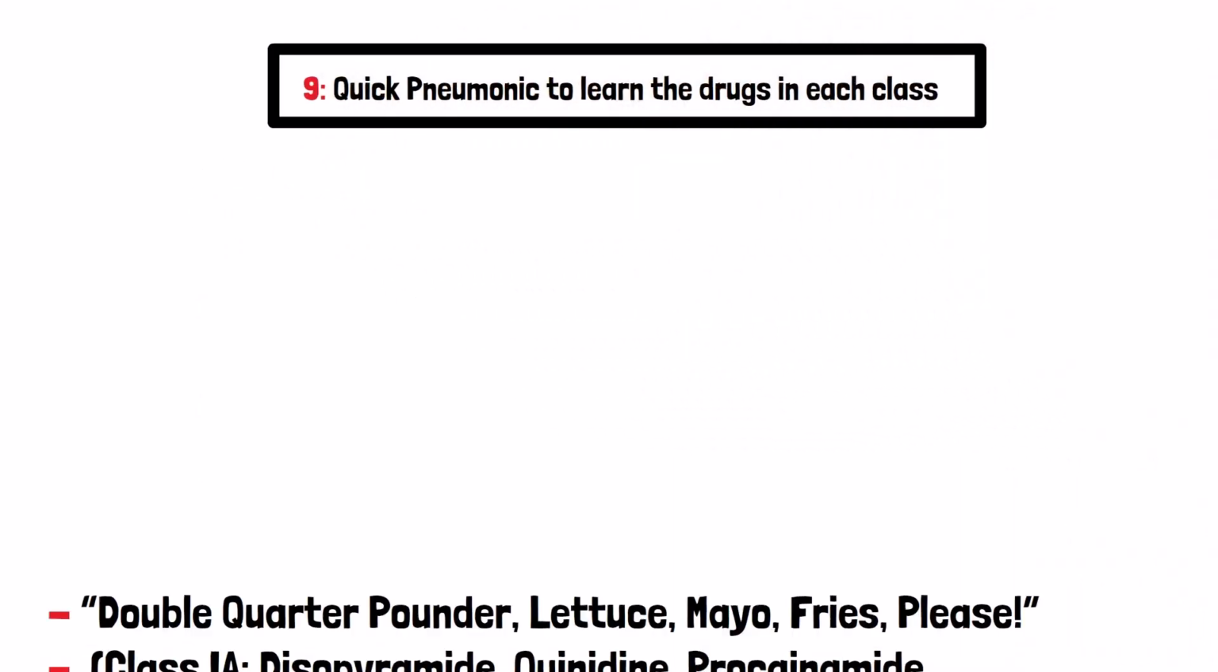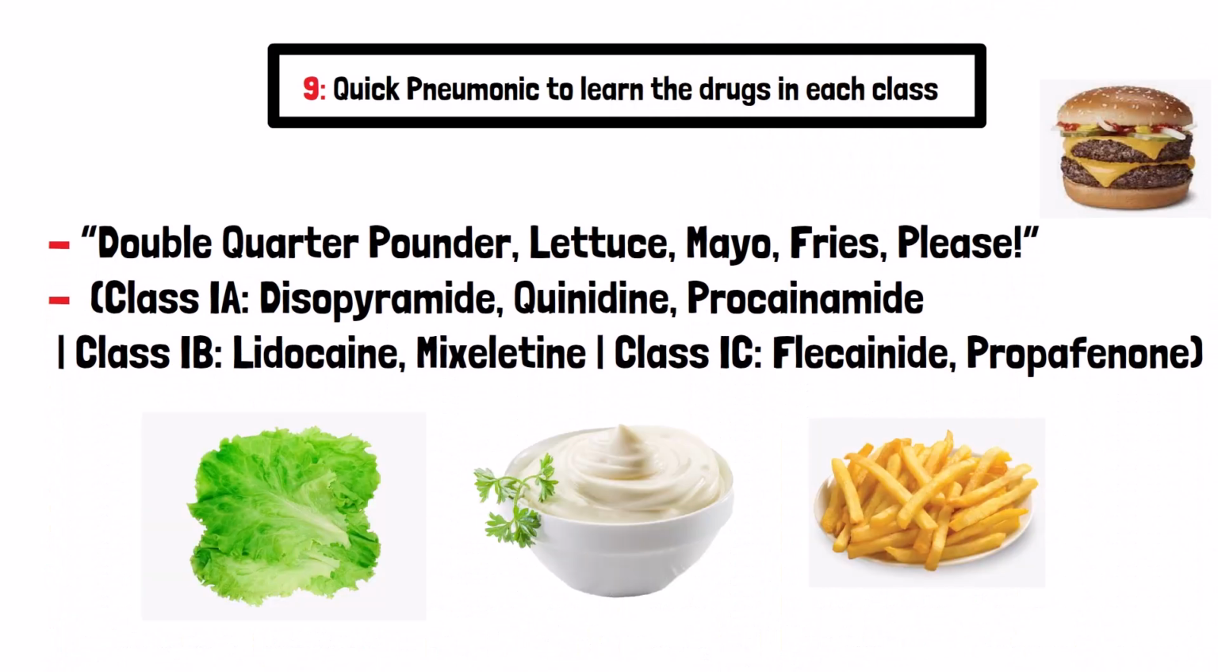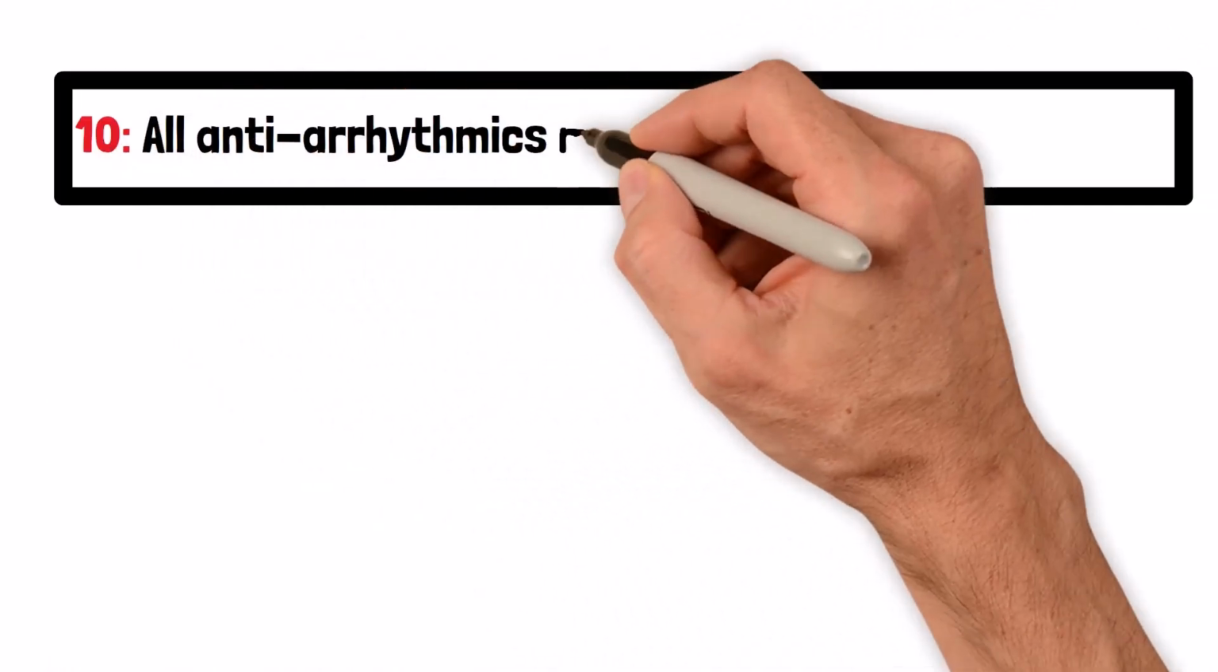Number 9. Here's a quick mnemonic to learn the drugs in each class. Number 10. All antiarrhythmics may be pro-arrhythmic as well.